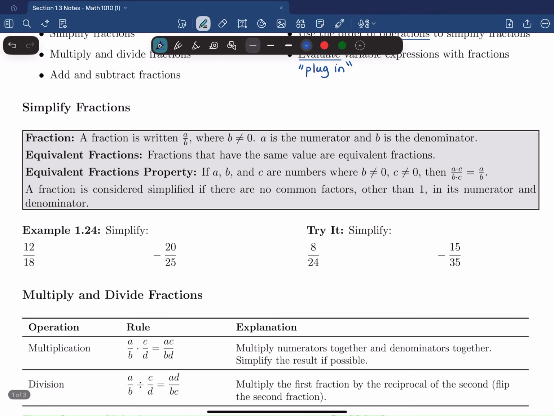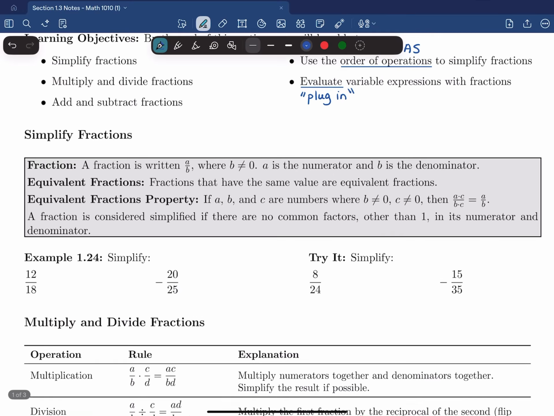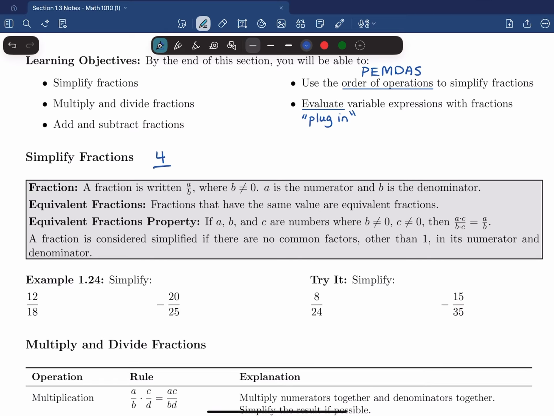Let's begin by talking about simplifying fractions. First of all, what is a fraction? Well, a fraction is just one thing divided by another thing. So in this definition here, it says a fraction is written a divided by b, where b cannot equal 0. A is called the numerator and b is called the denominator. So if I had a fraction like 4 over 6, 4 is the numerator and 6 is the denominator.